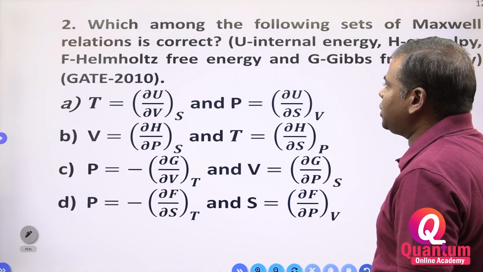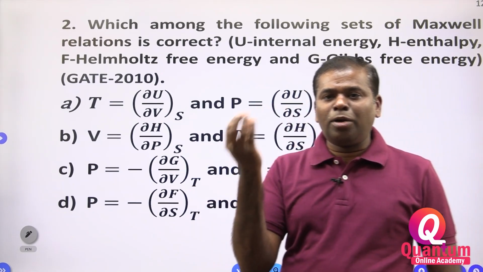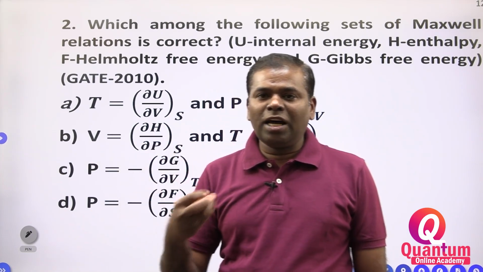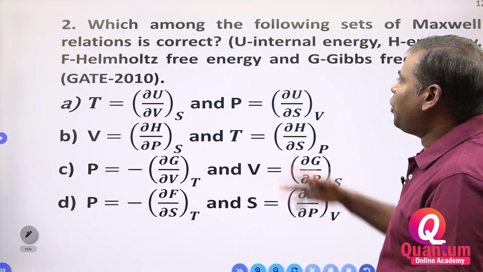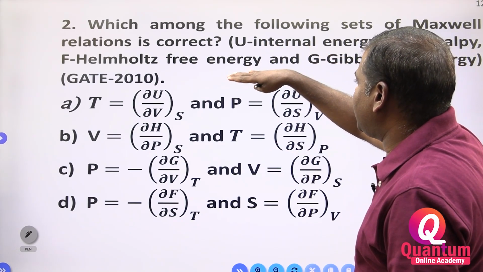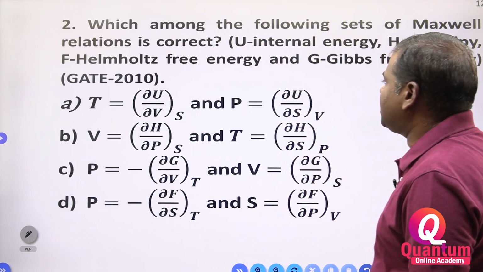Now you are able to see the next part. In the next part I segregated Maxwell relations, chemical potential and thermodynamical potential. Now you have to see here which of the following sets of the Maxwell relations is correct.